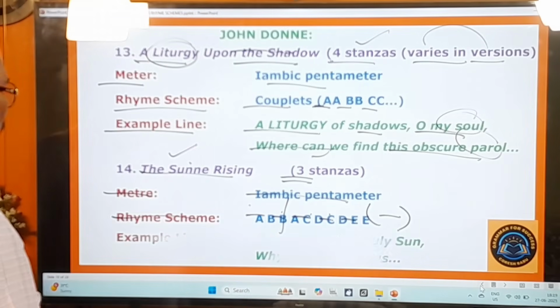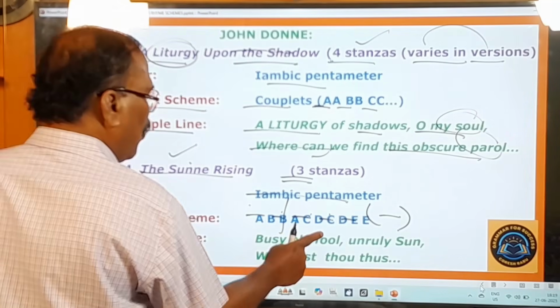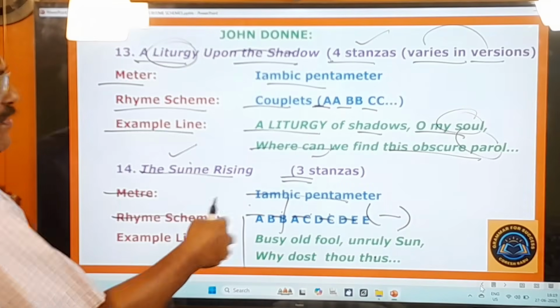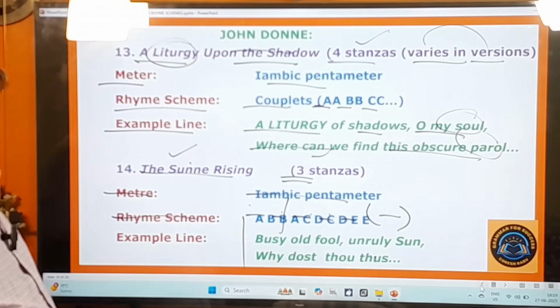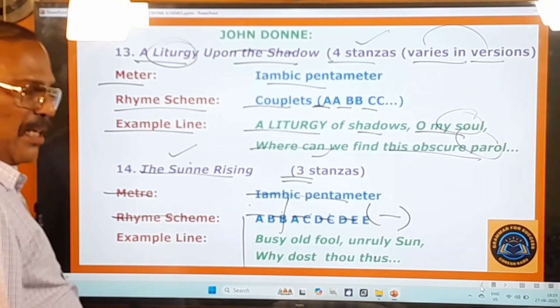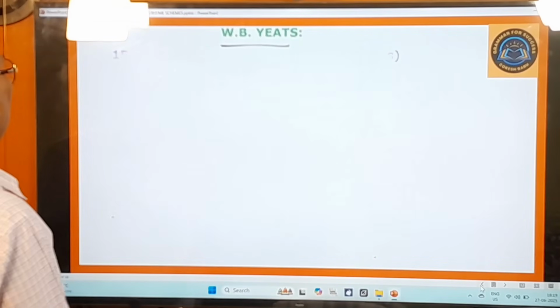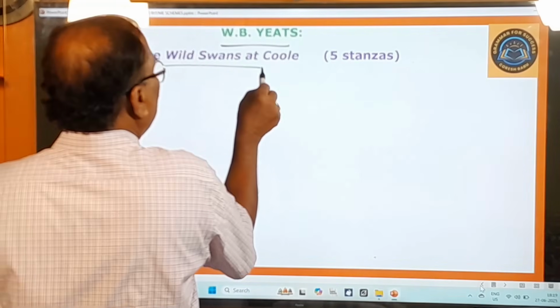Let me give you one example. Busy old fool, unruly sun, why dost thou thus? This is taken from the middle of the first stanza. Now you move on to the other poems. W.B. Yeats' poems are also prescribed for study. And here, The Wild Swans at Coole.